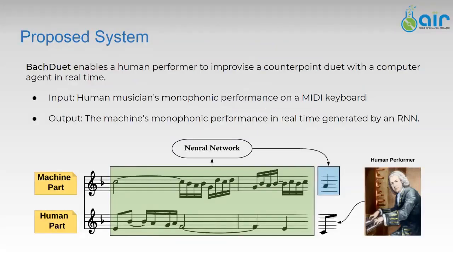BachDuet enables a human performer to improvise a duet with a computer agent in the classical style. The input to the system is the human musician's monophonic performance on a MIDI keyboard, and the output is the machine's monophonic performance in real time generated by a recurrent neural network. As you can see in the figure, in each time step, the neural network decides which will be the next note of the machine's part based on the past of both the machine's and the human's parts.